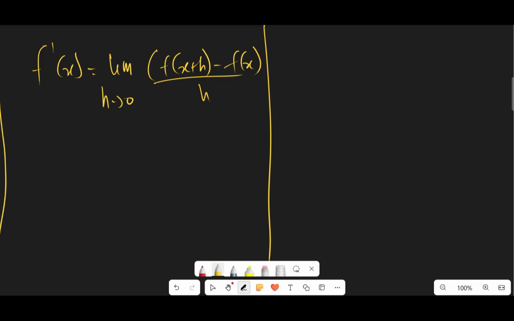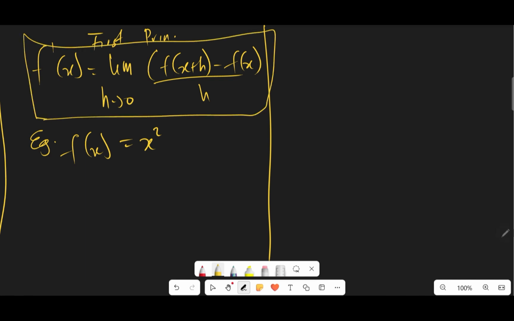Now let me take a question on that, and let's see how we are going to do it. Let's take an example. We are differentiating using the first principle. This is the first principle. So, differentiation with the first principle: we have f of x being equal to x squared, and we have to differentiate this using the first principle.